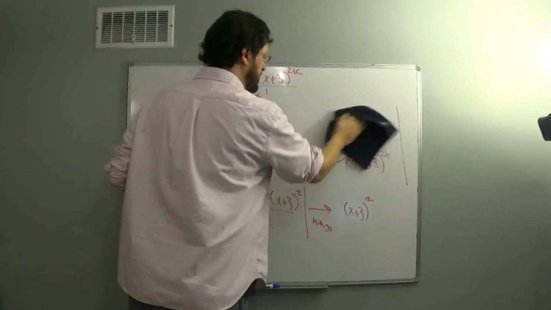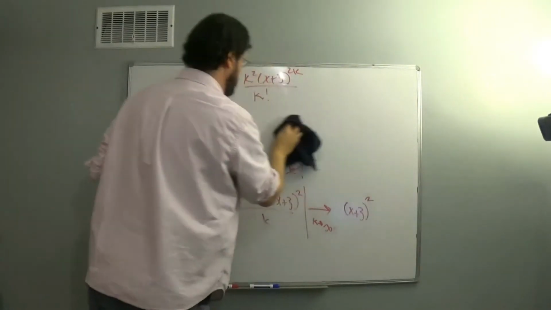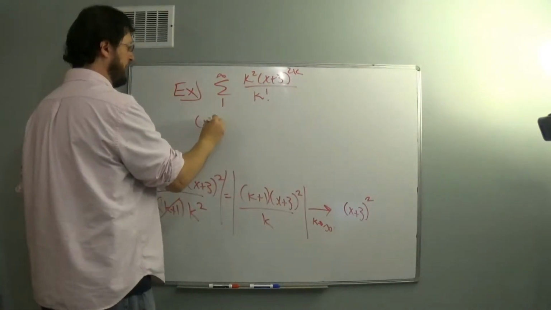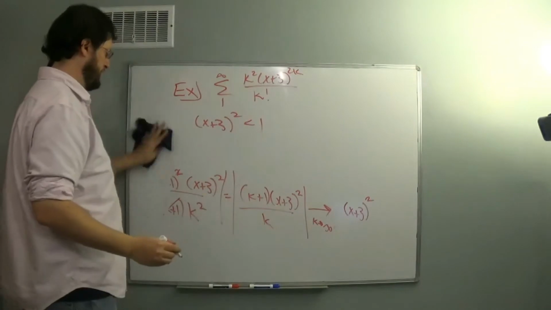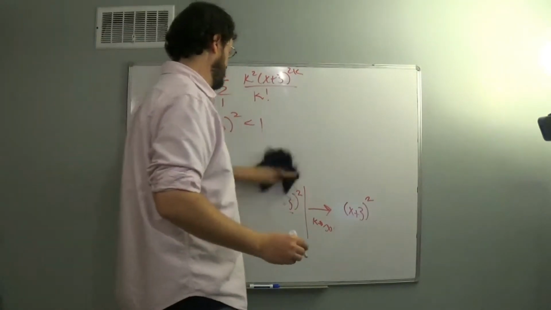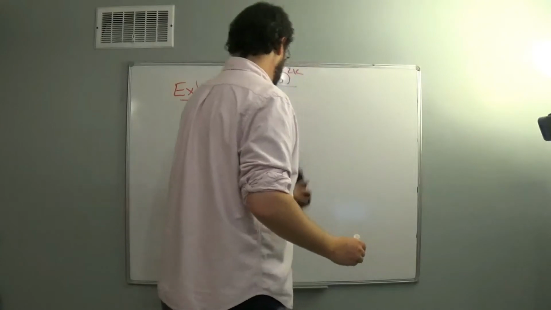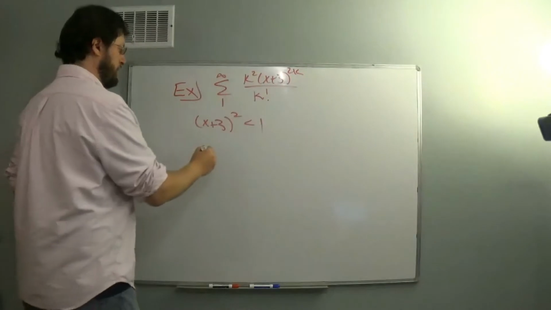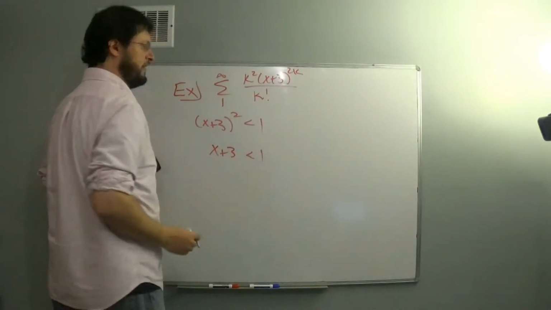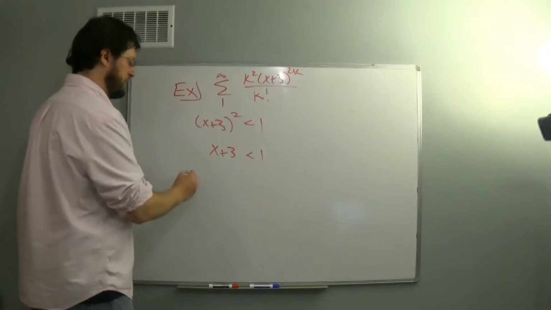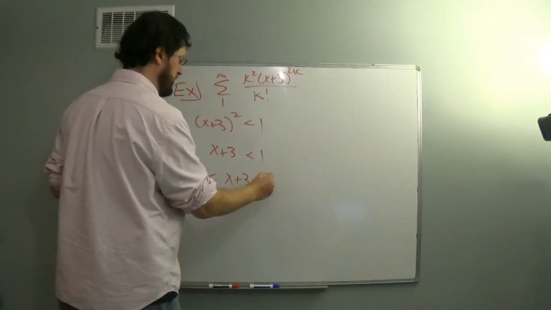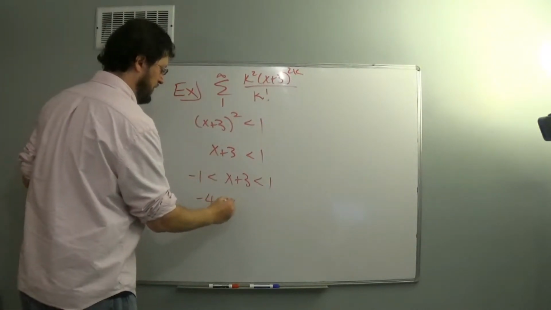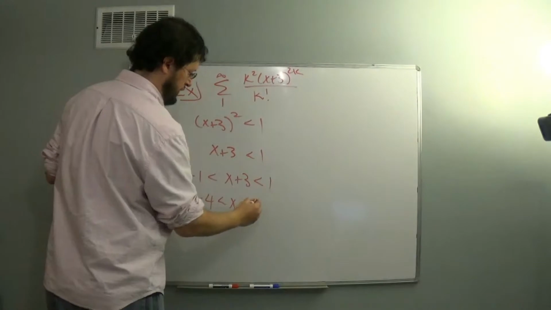Remember that when we apply the ratio test, that final limit that we get needs to be less than 1. So we're looking at (x plus 3) squared less than 1. I can take the square root of both sides. That's still okay. That works just fine. That's |x plus 3| is less than 1, which is negative 1 is less than x plus 3 is less than 1. Subtract 3, and I get negative 4 is less than x is less than negative 2.